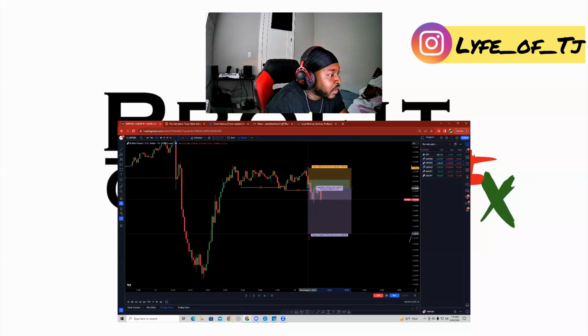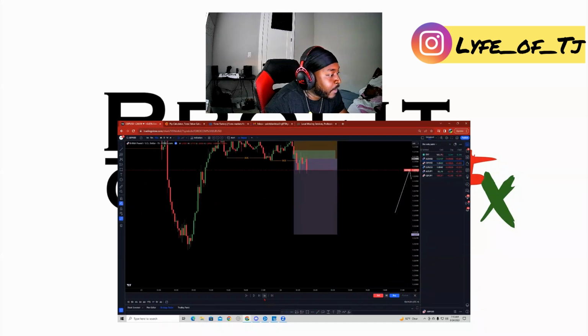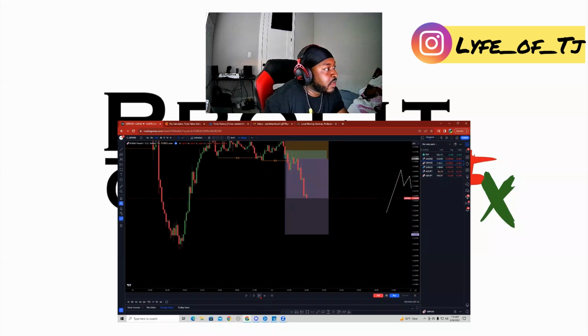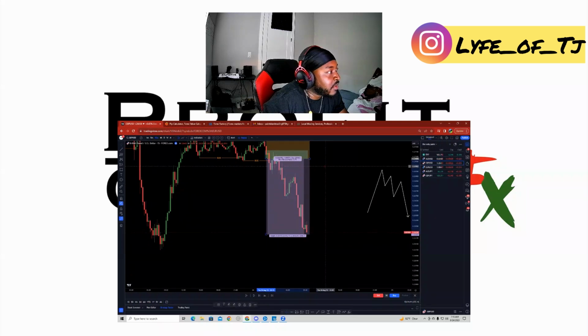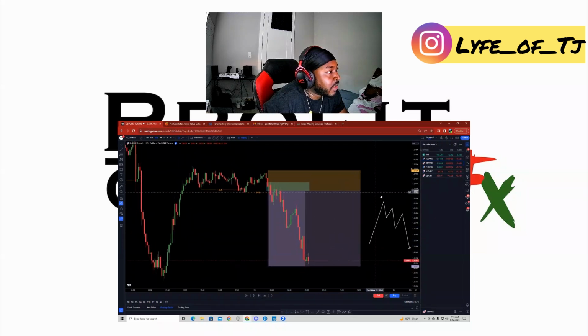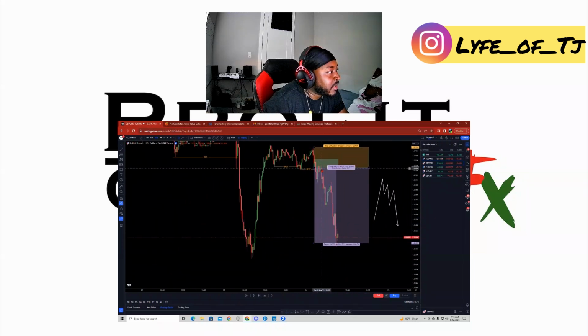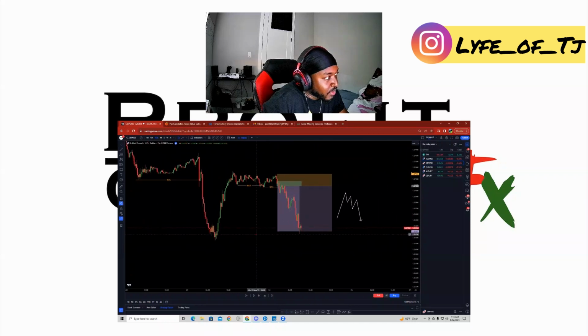I was actually targeting down to these areas here. And you see, let the trade ride. And boom, TP was hit. So I took this trade overnight, placed it, went to sleep, and that was it. So that was a great trade.